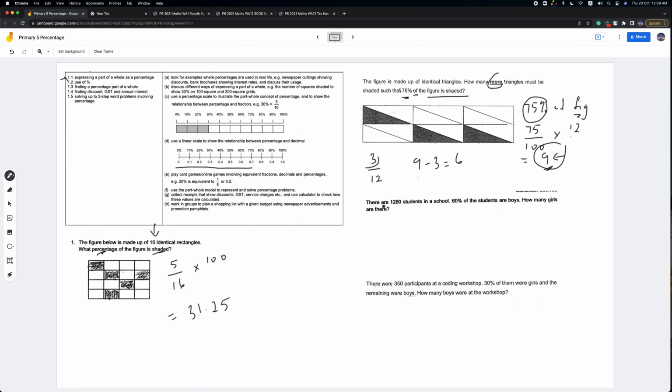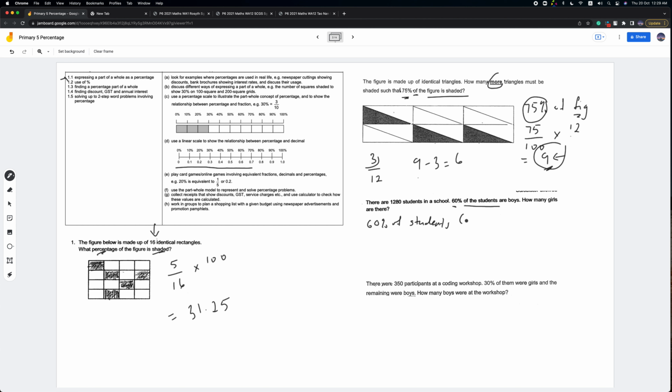Next question. There are 1,280 students in the school. 60% of the students are boys. How many girls are there? Again, a mixture of maths and English. We're going to change everything to maths. You can do it like how I'm going to do here first, or I will show you another method after this. It's basically almost the same.